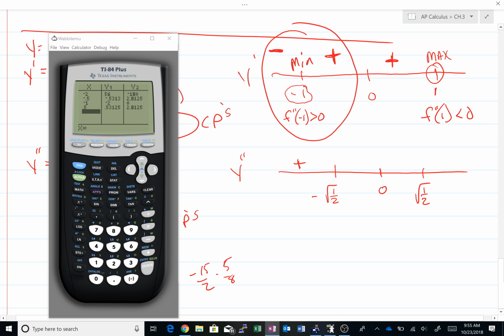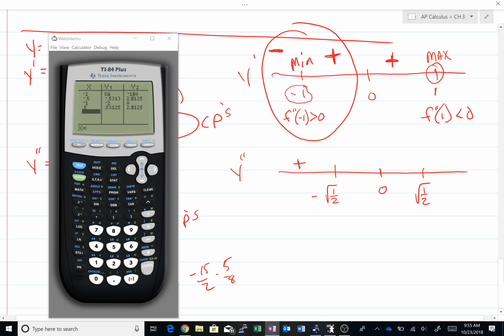If I pick a value just to the right of 1, let's put in 2. Notice first derivative is negative. Going from increasing to decreasing yields a max. And if I find the second derivative at that point, let's put in positive 1.